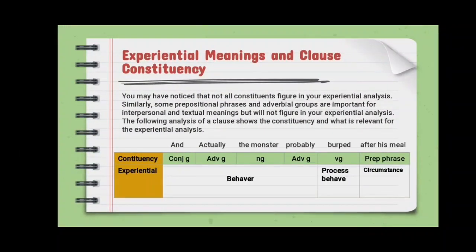The first material is experiential meanings and clause constituency. Previously we have learned to analyze the clause and divide it into its constituent groups. But in the clause, not all constituent groups, even the prepositional phrase and adverbial groups, figure in the experiential analysis, whether the clause has participant, process, and circumstances. Now look at the clause example. And actually the monster probably burped after his meal.